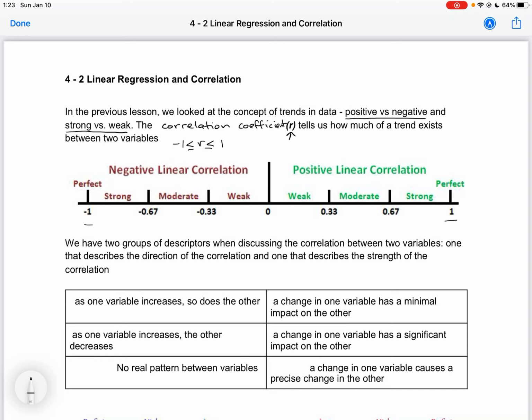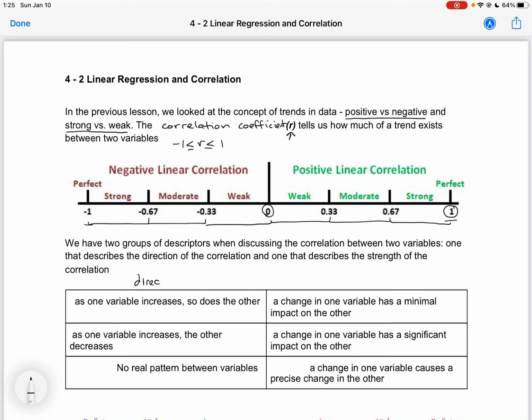A perfect negative linear correlation has an R value of -1. A perfect positive linear correlation has an R value equal to 1. No correlation would be an R value of 0. Okay, and then we've got different quantifiers: weak, moderate, and strong, and then same in the negative sense: strong, moderate, and then weak.